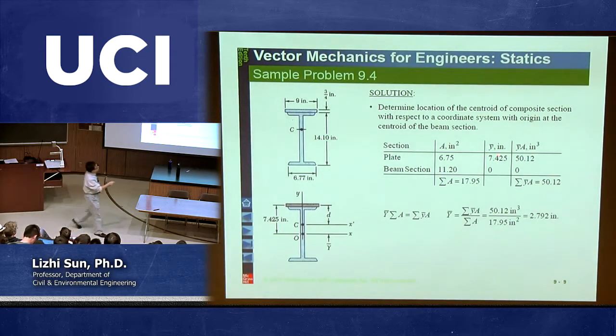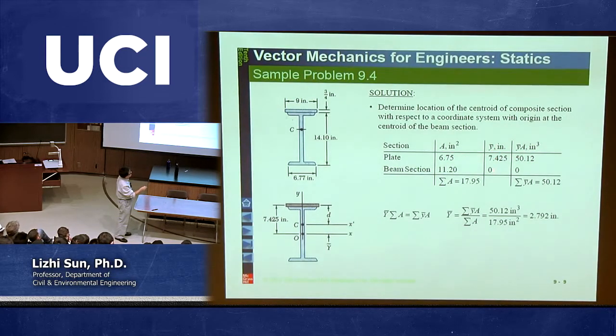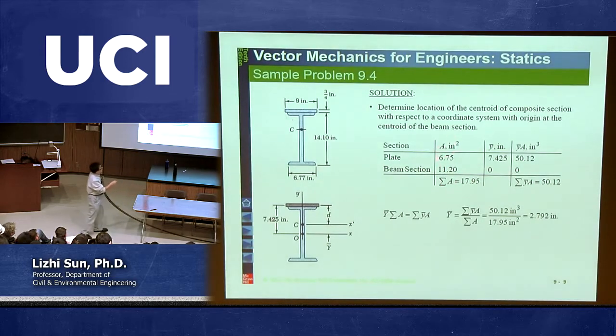Okay, so once we got y bar for each component, then we are going to have y bar times A. So this one times this equals this one. Second row, 0 times anything equals 0. And then you can add all the A's together. Summation of A equals this, and summation of this one equals this.